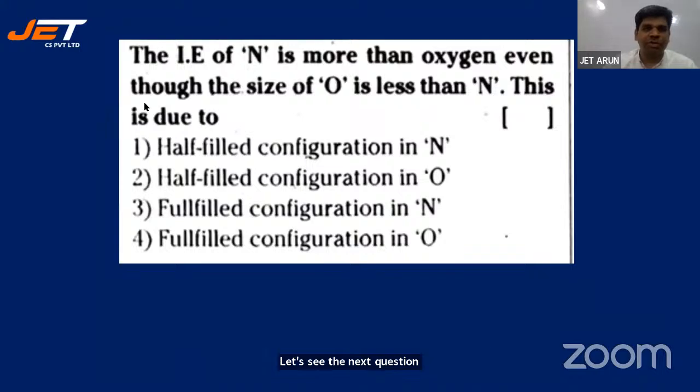The ionization energy of nitrogen is more than oxygen, even though the size of oxygen is less than nitrogen. This is due to, what is the reason? Ionization energy of nitrogen is more than oxygen. So this is due to what? Half-filled configuration in N, half-filled configuration in O, full-filled configuration in N, full-filled configuration in O.